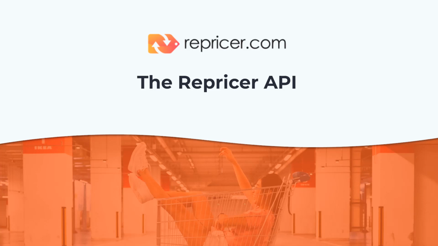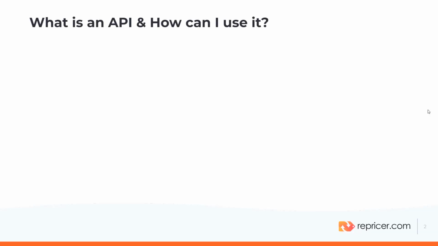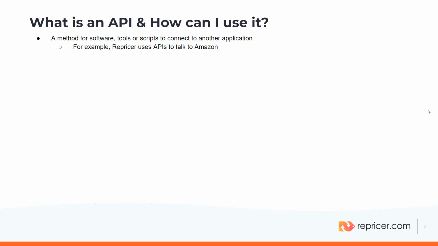So let's start with the million-dollar question. What is an API and how can you use it? To put it simply, an API is just a method of one tool or application talking to another. For example, you might have Amazon talking to Repricer.com, or you might have your own shipping system and it needs to talk to your inventory management system.